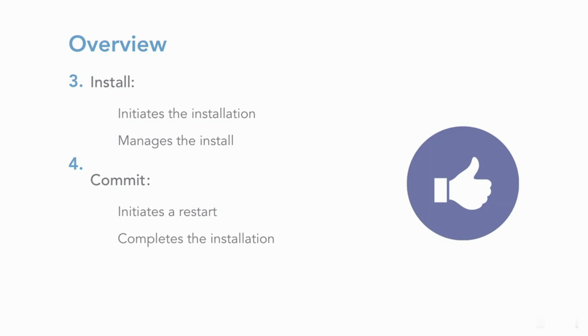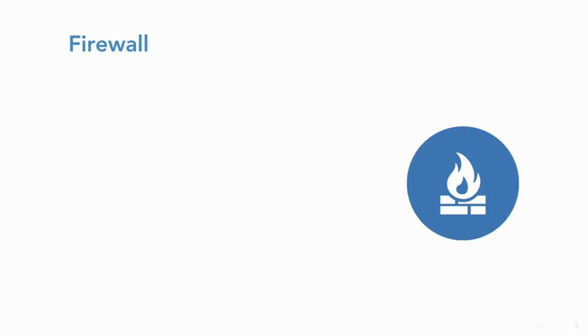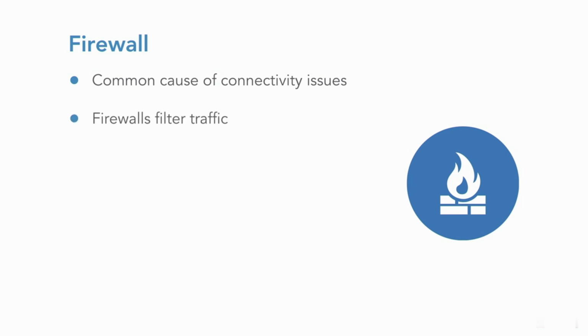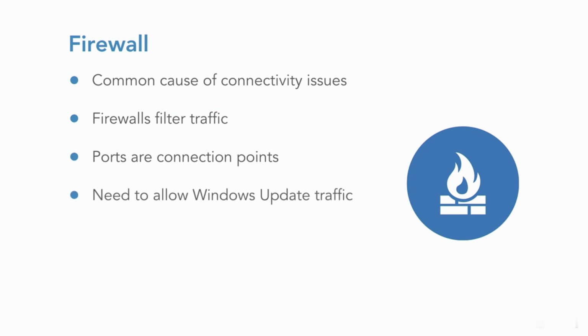Assuming that the device is connected to the internet, the most common connectivity issues can often be traced to firewalls and port settings. The role of a firewall is to provide network security by filtering incoming and outgoing network traffic, and ports act as connectivity points which also need to be managed to allow access.